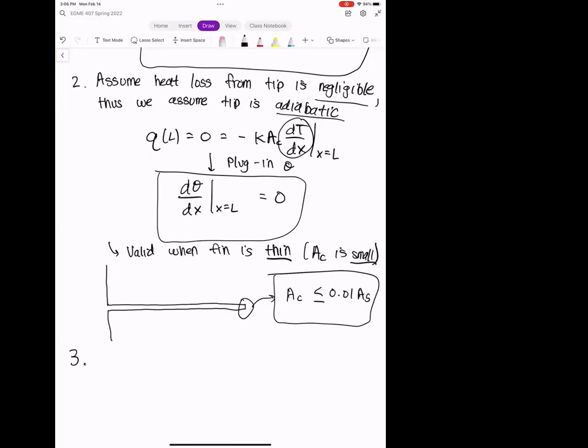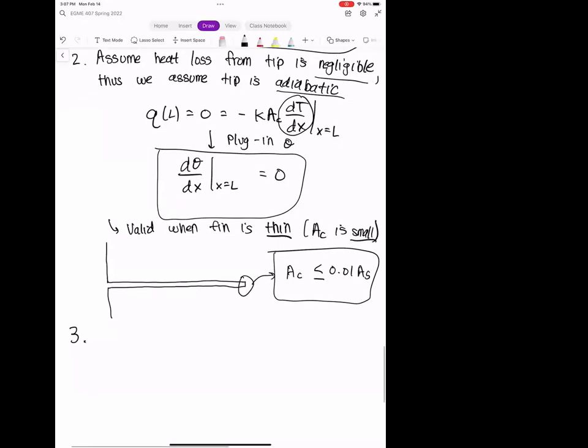Question. So the bigger the surface area of the tip, the more heat will be carried off? Exactly. If you have a bigger tip area, then you can't make this assumption and you might have to go with condition 1.